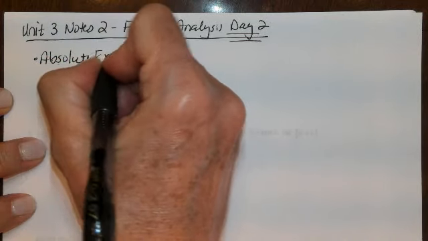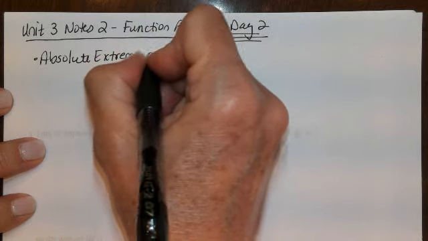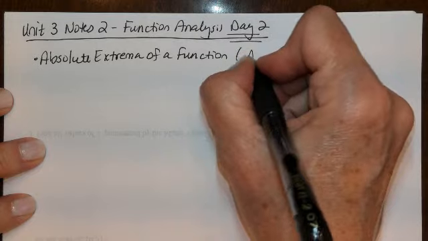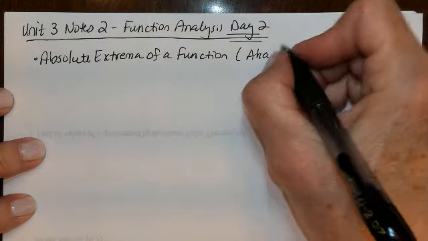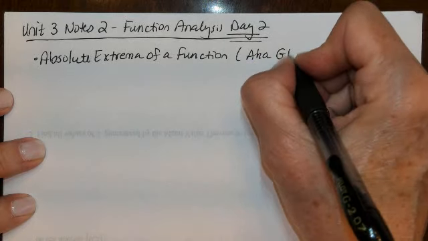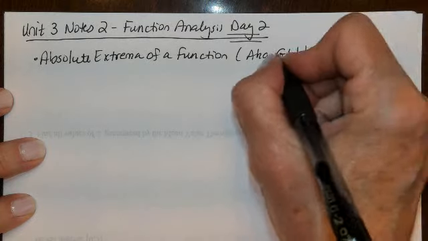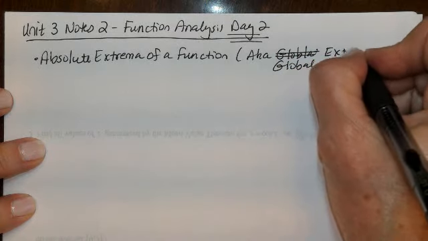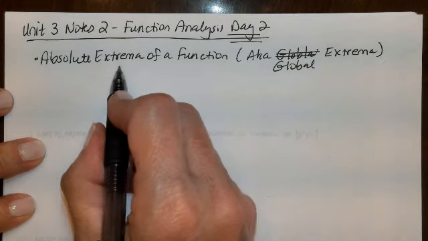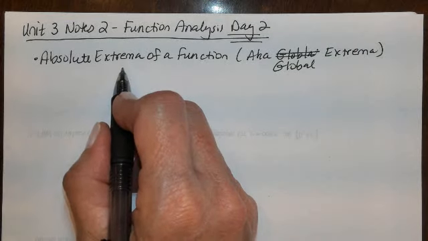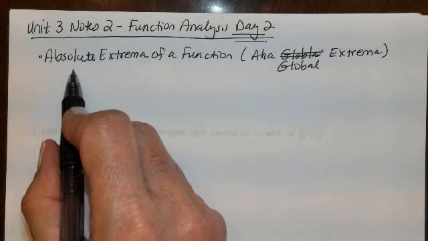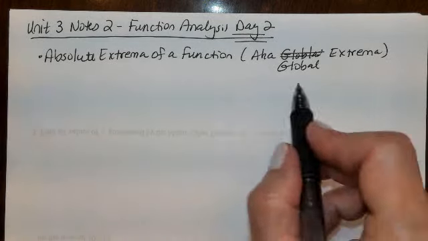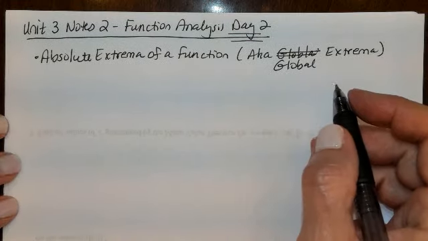Absolute extrema of a function. This is also another word for this. Instead of absolute extrema, this is sometimes called global extrema. Remember that extrema just means mins and maxes. So absolute extrema is absolute min, absolute max, or global min, global max, all right?